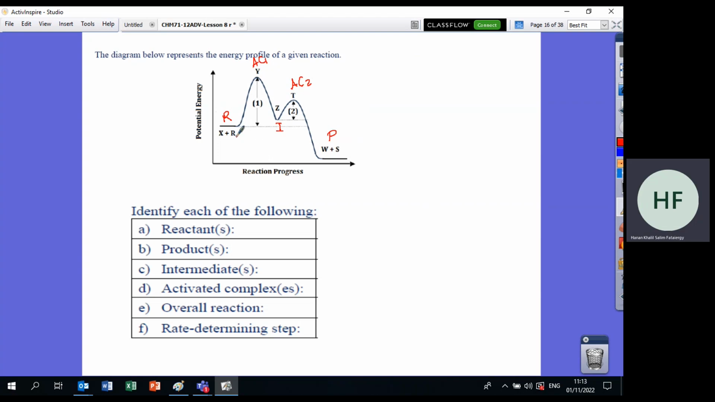Okay, question: is the overall reaction exothermic or endothermic? The overall reaction is exothermic. Okay, step 1, endothermic. Step 2, exothermic. Now, which step is slower? It needs more time. Step 1 or 2?